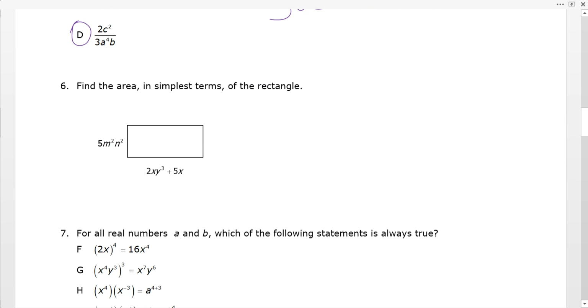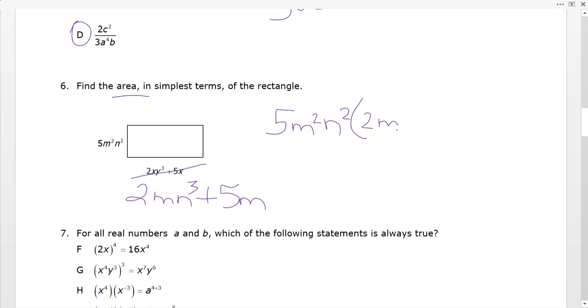Okay, number 6, I also messed up. I was trying to be all tricky and change the letters. This should really be 2mn to the third plus 5m. I got halfway done and lost track of what I was doing. So, okay, area means we're going to multiply them together. So I have that times 2mn to the third plus 5m. So I'm going to multiply, distribute.